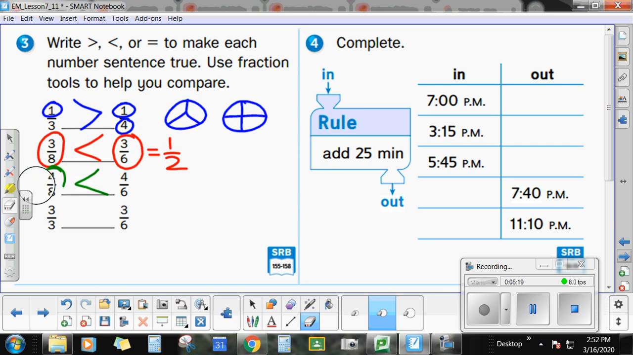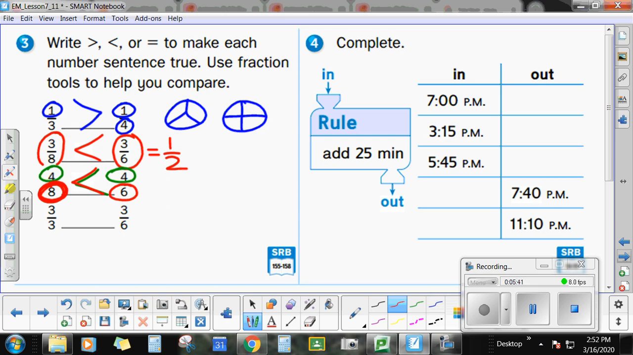Another way you could have looked at it is recognizing that the numerators are the same. And remember, a few weeks ago we learned when the numerators are the same, take a peek at the denominators. The bigger the denominator, the smaller the slice. So 4/8 is smaller than 4/6.